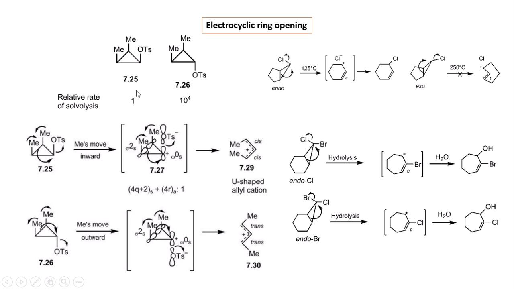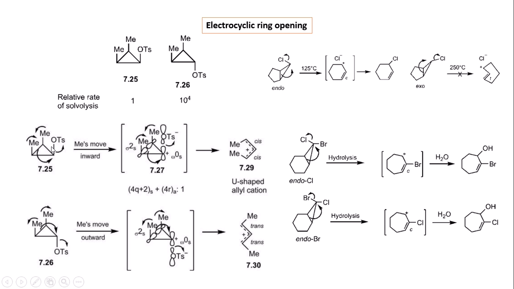What is the electrocyclic ring opening reaction? In the electrocyclic ring opening, disrotation or conrotation ring opening takes place. In the case of cyclopropyl tosyl systems, the 4n plus 2 pi means a 2 electron system, so ring opening takes place via disrotation. After the disrotation ring opening, it can be converted to either the U shape or the W shape ring opening structures.